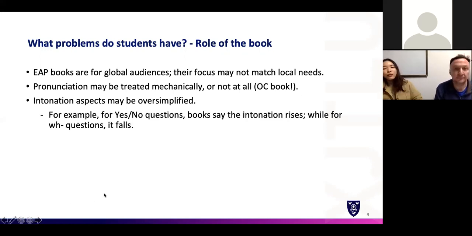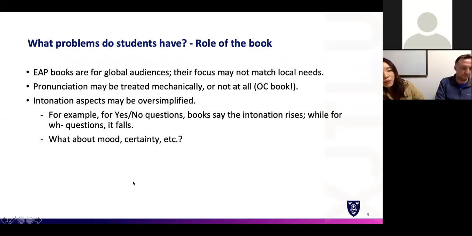For example, for yes or no questions, books often say the intonation rises, while for WH questions, it falls. However, we also use intonation to indicate our mood, certainty, etc. So for example, Mark, where do you live? I live on Jinghu Jie. Okay, so it's like a general question. I was using a falling intonation, right?